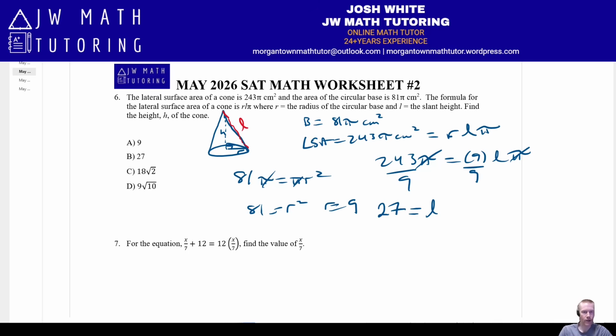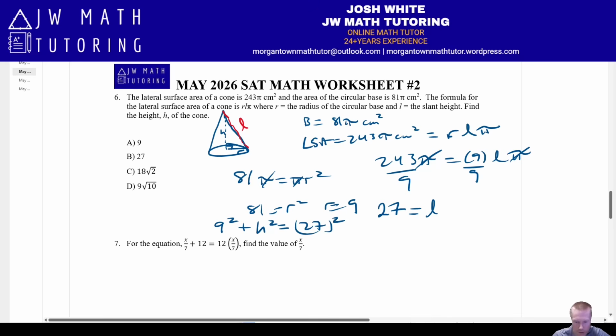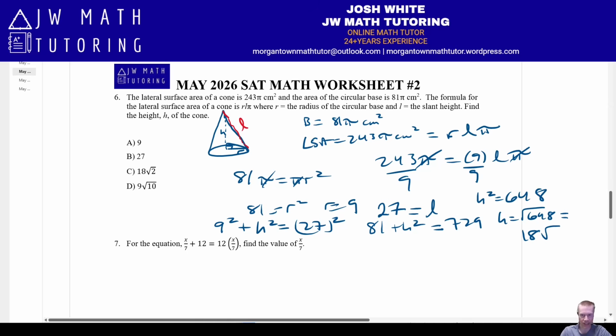And now we go to the Pythagorean theorem. So we've got 9 squared plus h squared equals 27 squared. Let's see, did I do this out by hand? I did. So it's going to be 81 plus h squared equals 729. H squared equals 648. So it's the square root of 648. Which of these is that equal to? I'll just tell you it's going to be 18 root 2.